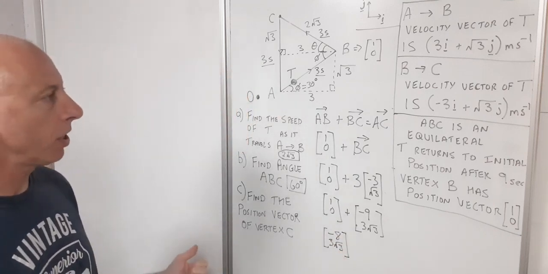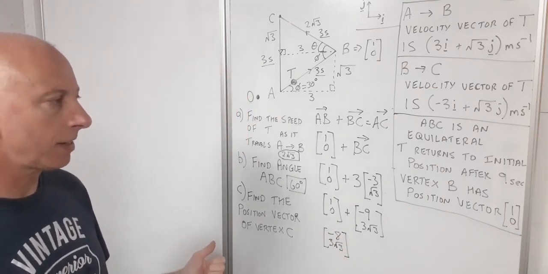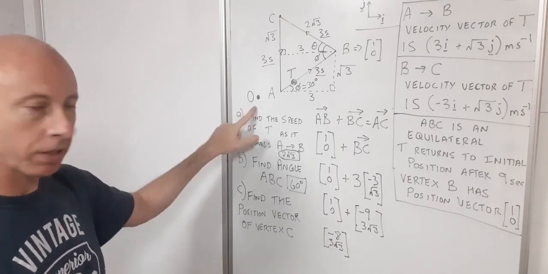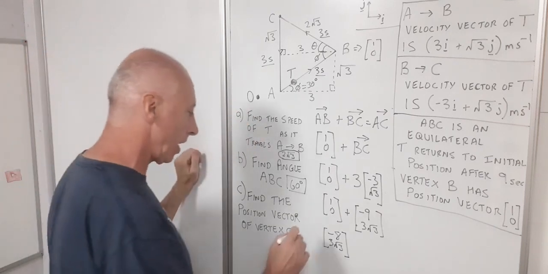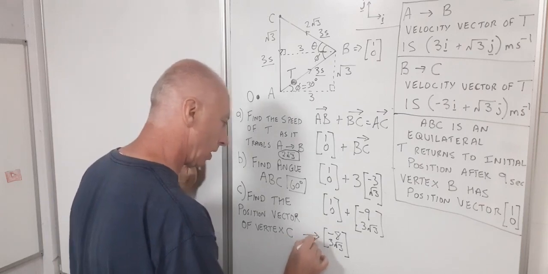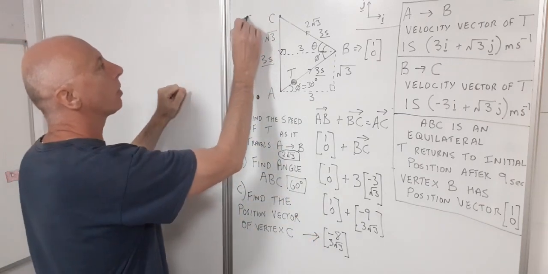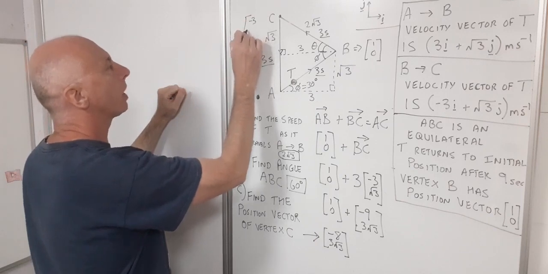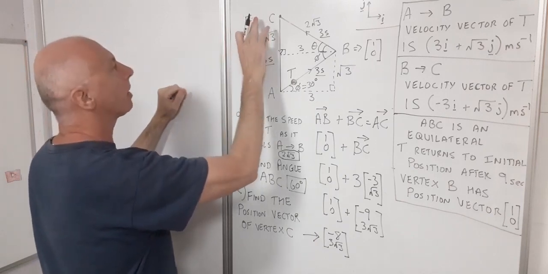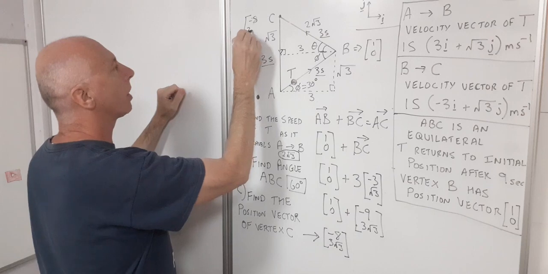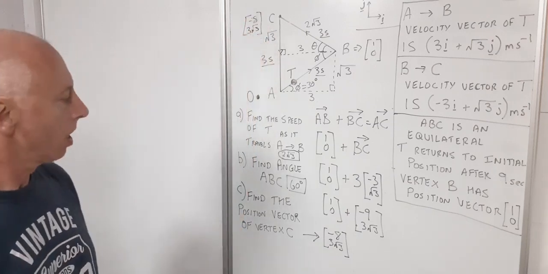So then that's our position of vertex C in comparison with the origin. So therefore that's where C is at this point here. So -8, 3 root 3. So let's just write that there. -8 and 3 root 3. That's the position of that vector there. Okay.